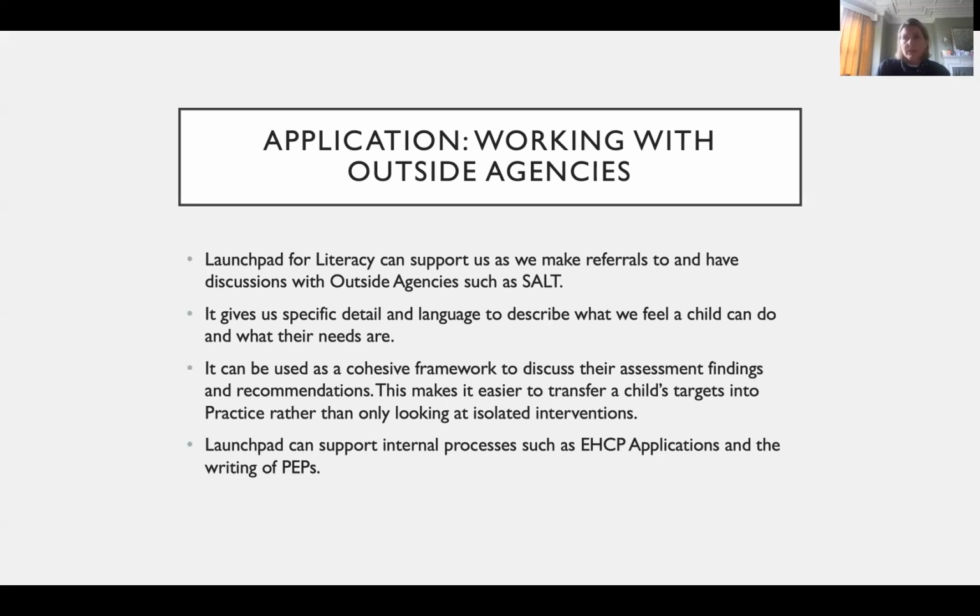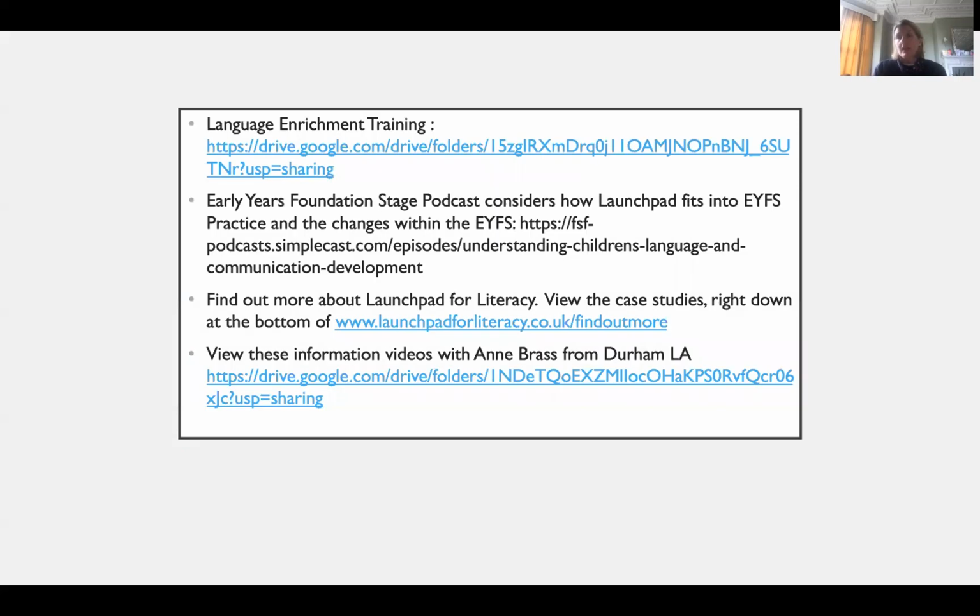And of course, within all of this, Launchpad can support internal processes such as EHCP applications. This is what we've found, this is the targeted approach we've implemented, and over this period of time, the child has made some progress, but not as much progress as we would be expecting. And also the writing of PEPs: what is the main area of development that you're targeting? What are the child's next steps? How are you delivering those next steps and meeting this child's needs? And I think that's pretty much a summary of Launchpad in the EYFS.